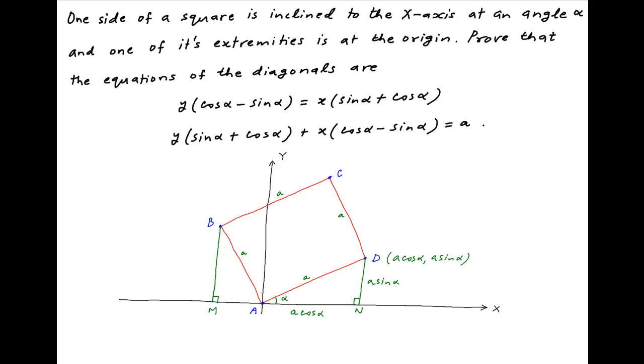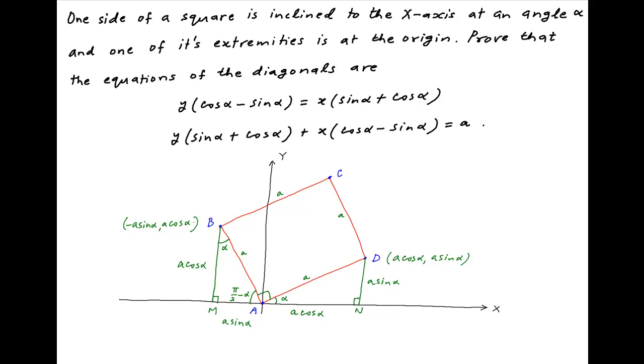Similarly, in right angle triangle AMB, the angle BAM is equal to pi upon 2 minus alpha, and therefore the angle ABM is equal to alpha. Therefore, in right angle triangle AMB, the side BM is equal to a cos alpha, and the side AM is equal to a sin alpha, and therefore the coordinates of the point B are minus a sin alpha, a cos alpha.